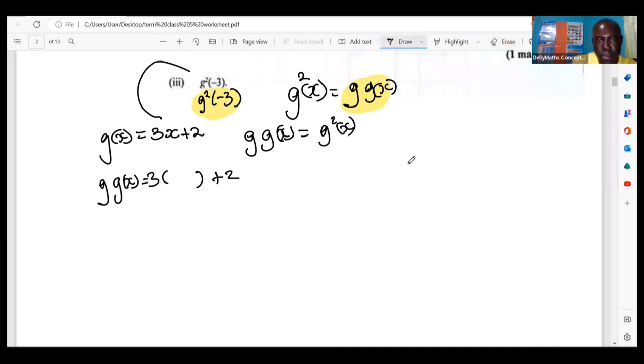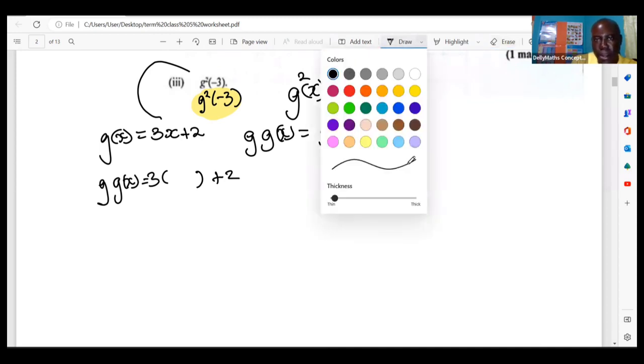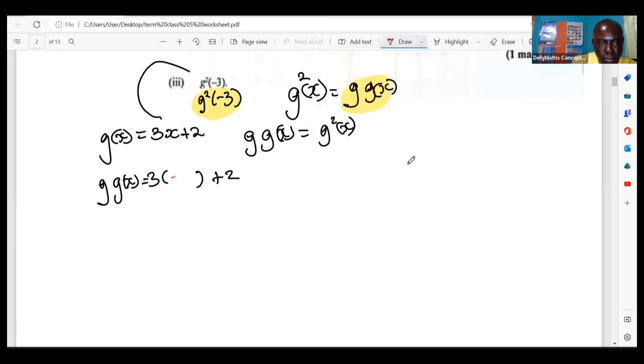Watch. I want another color, red. So you put in the g function in itself. That's all. Remember, it's only one place it can go. With a function, you can only put something where x is. You have to remember that. It can't go anywhere else. You only can go where x is.